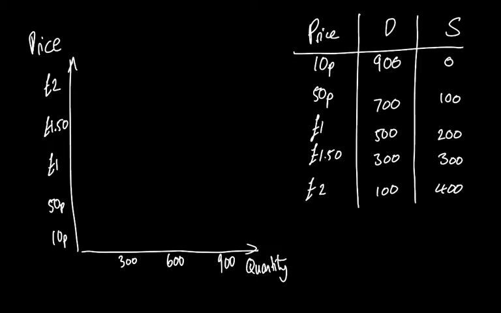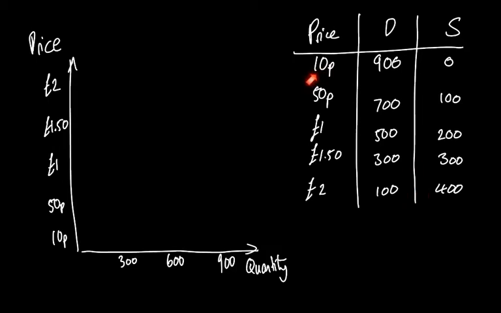So what I've got in the little table on the right-hand side over here is the various different prices of a cup of coffee. So 10p, 50p, £1, £1.50, £2. Here I've got the level of demand which will occur at each of those prices, and the amount of supply that will occur at each of those prices.